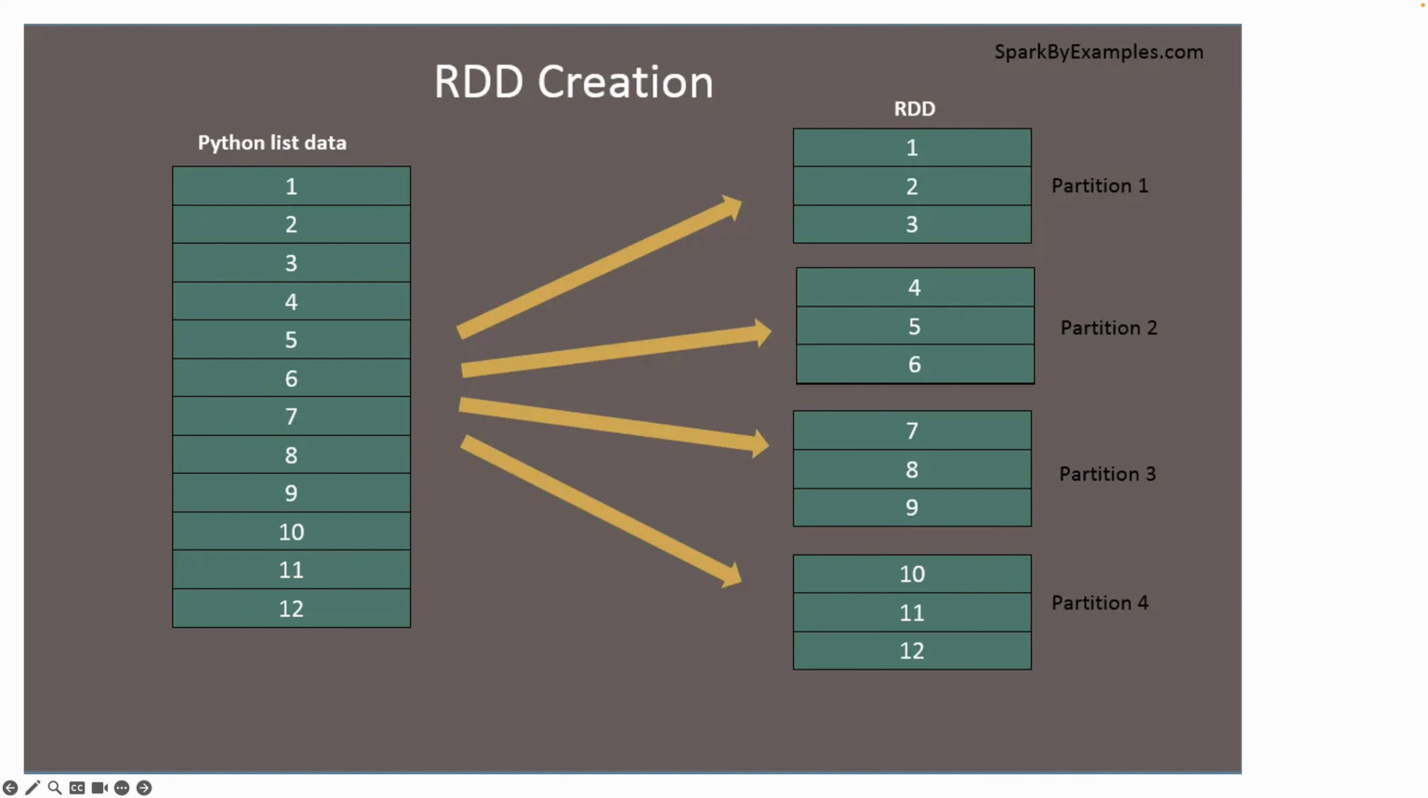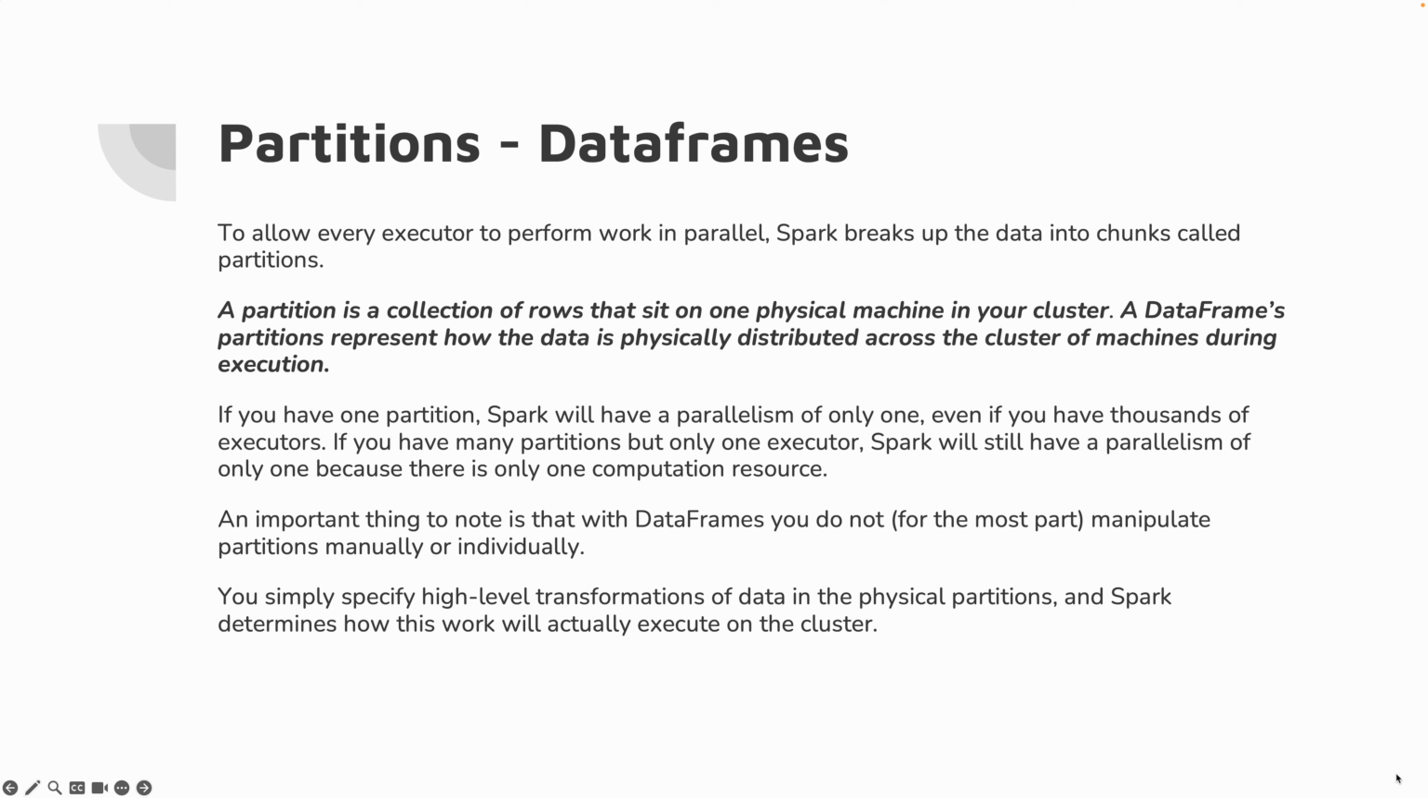Similarly, a data frame also contains data like an Excel sheet, in the form of records with rows and columns. Now, if we have, let's say, 10,000 records and two executors, Spark, based on its configuration and availability, divides the data into multiple partitions. But if we have only one machine in our entire cluster, then only one partition will be created. So a partition is a collection of rows that sit on one physical machine in our cluster. A data frame's partitions represent how the data is physically distributed across the cluster of machines.